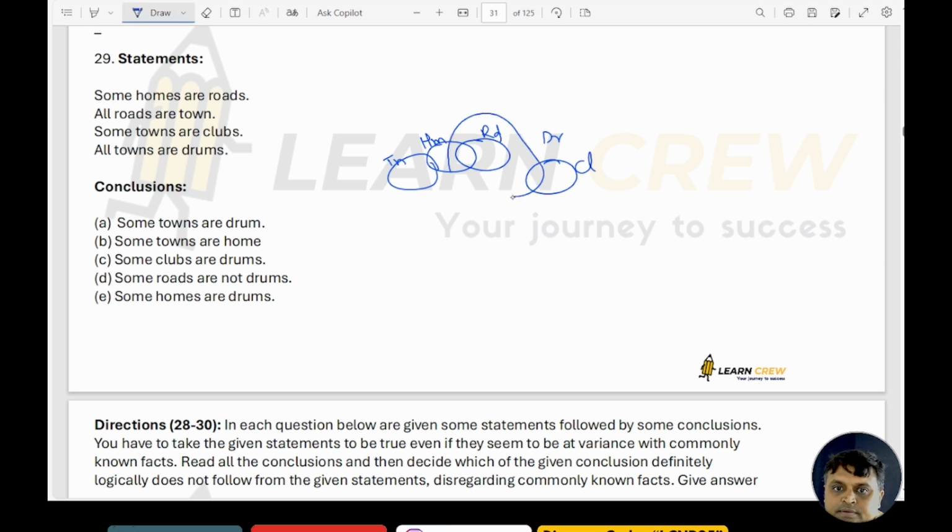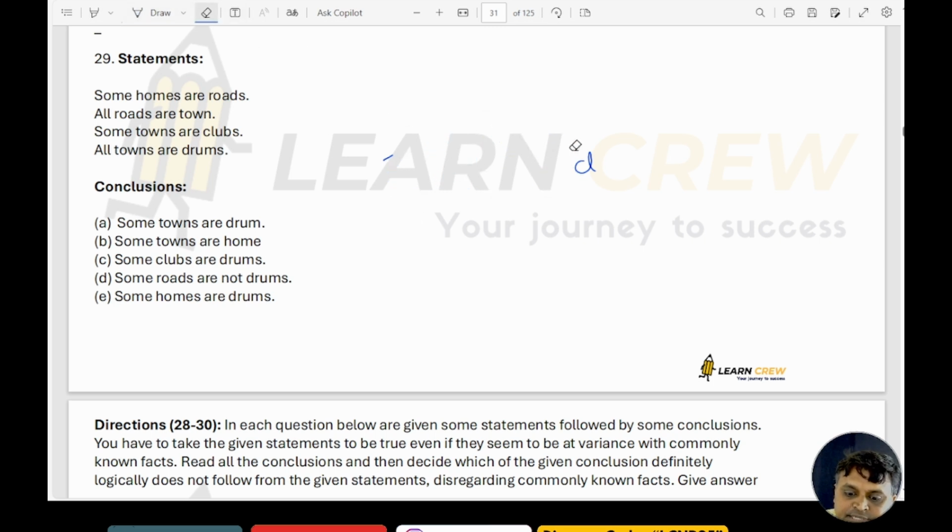Some homes are drums, and some roads are not drums. Sorry, I am again changing the entire structure. See what is given here: some homes are drums. Now, some roads are not drums. Okay, here I have taken conclusions, that is the reason. Some homes are roads was correct earlier, but I have taken conclusions. See, some homes are roads.